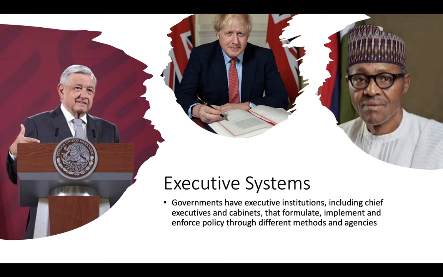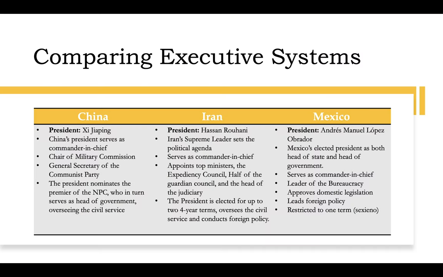And today is a real day of comparative government, because we are literally going to write out all of our countries, and then we're going to compare them. So here we go. We are talking executive systems, because pretty much every government in the world has three. How many branches of government? Three. The first branch we are looking at is the executive.